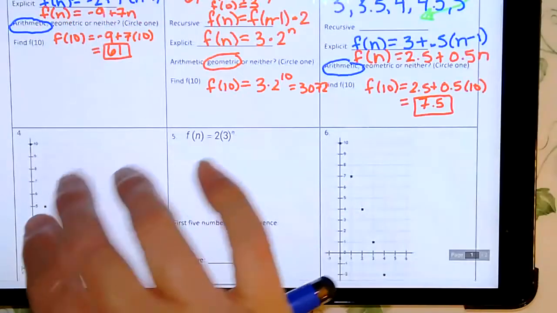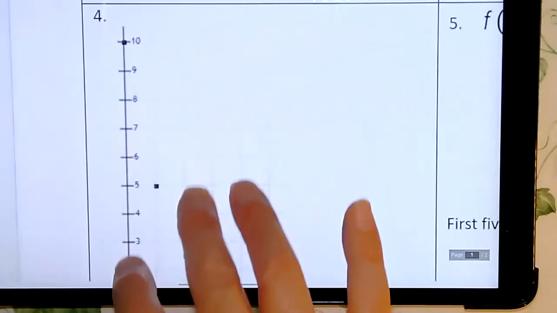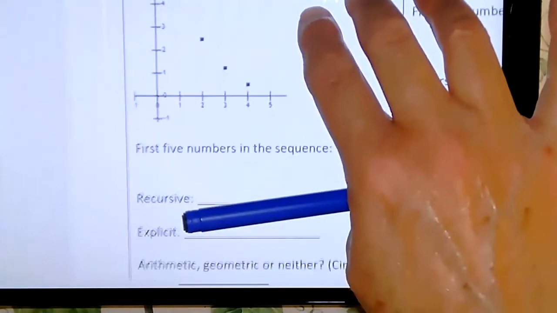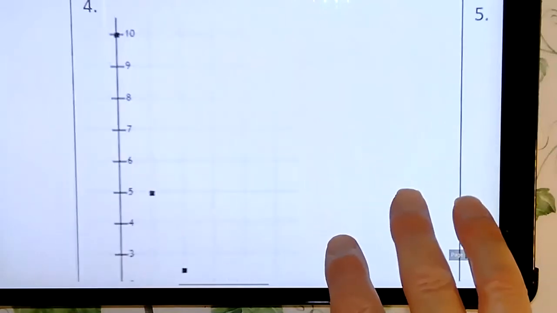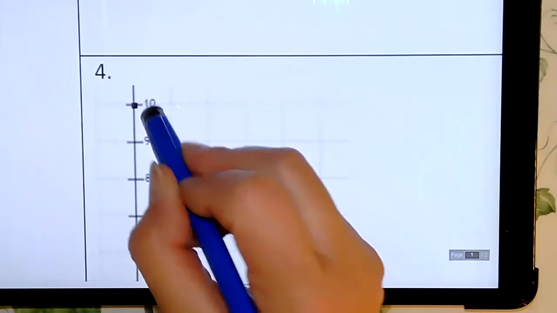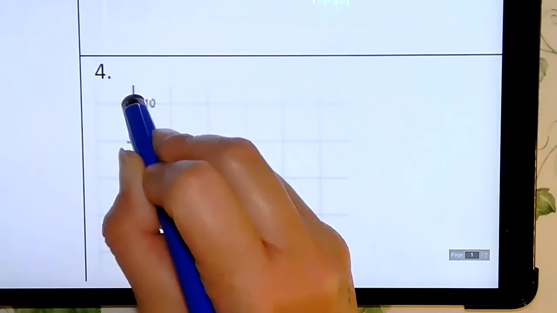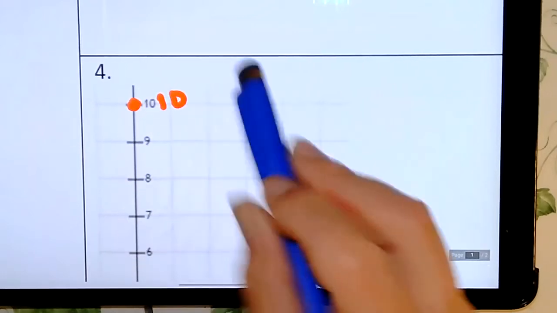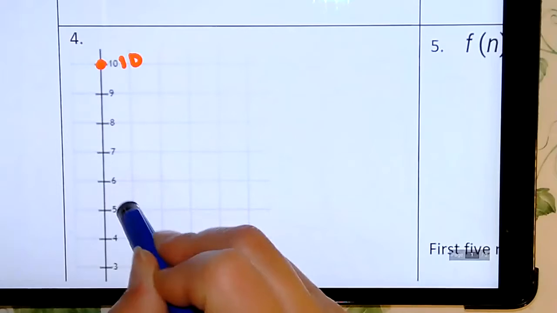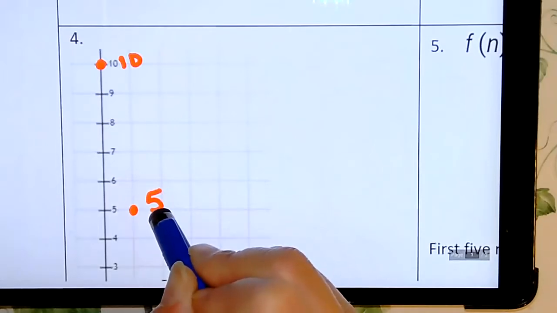On number 4, again, we're doing the same ideas. On this one, I'm just going to zoom in, and I'm going to write the number so we see it. There's a point here at 10. This point here is at a height of 5.